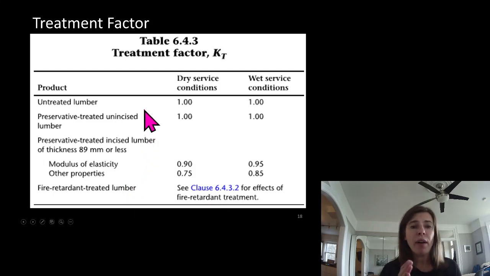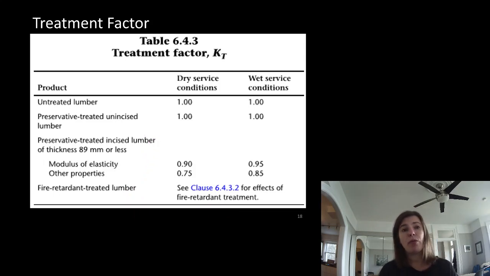So if you've ever gone into Home Depot to buy wood for a deck, you've either bought cedar or you've bought pressure-treated lumber. And pressure-treated is the treatment we're talking about most of the time here. So a dry service condition, when it's untreated lumber, dry or wet, our treatment factor is 1. We've done nothing to it. There's no treatment applied. So dry or wet, our treatment factor is 1.